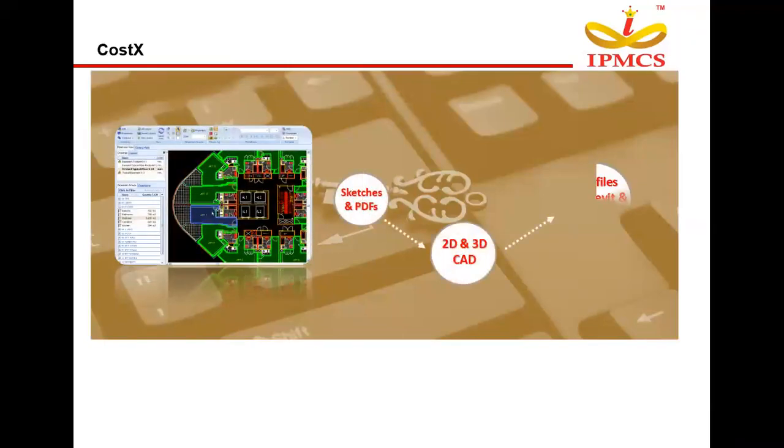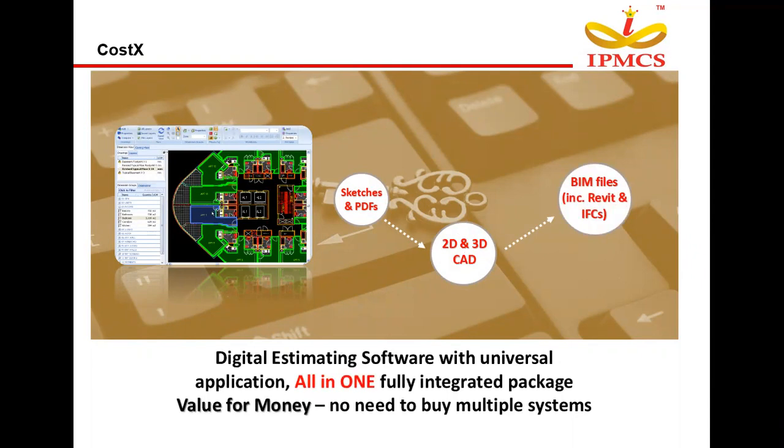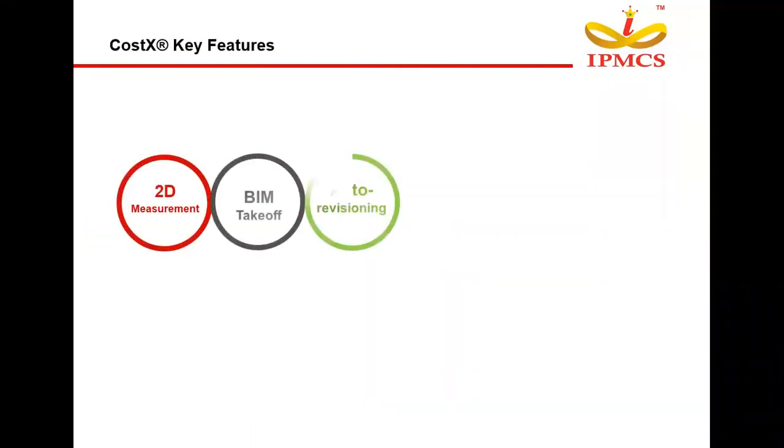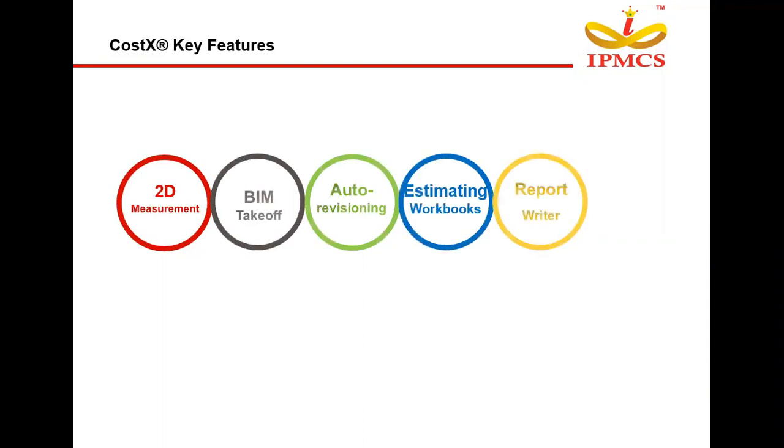Costex is a flagship product of Exactel. We call it an all-in-one single integrated digital estimating software. Costex supports both 2D and 3D files. When we speak about 2D drawings, it supports AutoCAD files, PDF, and image files. In case of 3D models, it supports files from Revit, ArchiCAD, Tekla, MicroStation, and SketchUp. Key features of Costex are 2D measurement, BIM takeoff, auto revisioning, estimating workbook, and report writer.